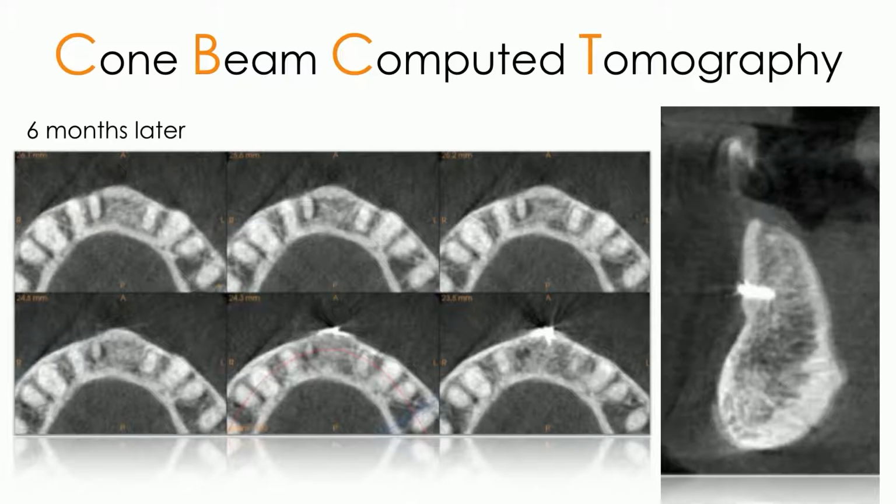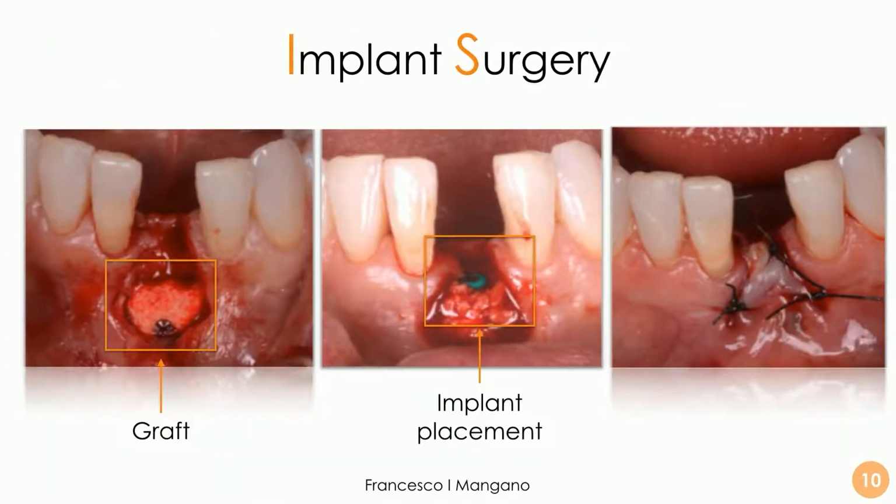Six months later, we make a cone-beam computed tomography that confirms the perfect integration of the scaffold in the mandible, and basically, as we can see, the volume is reconstructed and we are ready to place an implant. And so the implant is placed. We have to obviously remove the fixation screw. We place the implant and there's the suture.